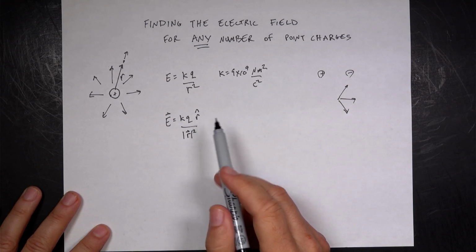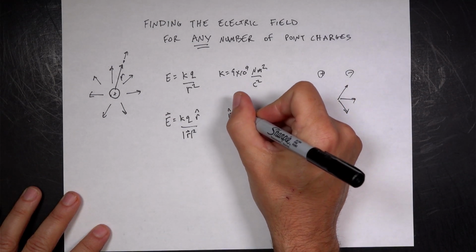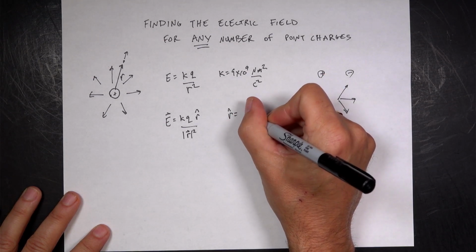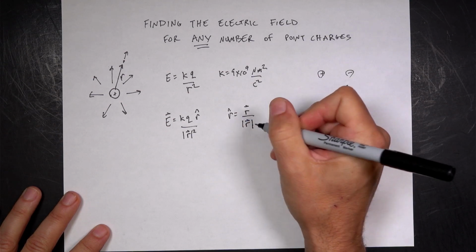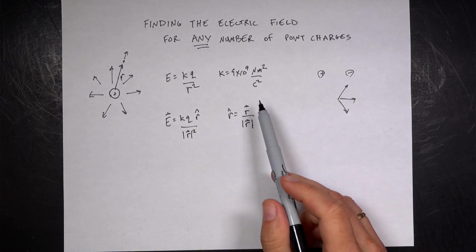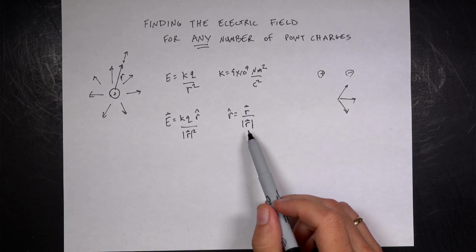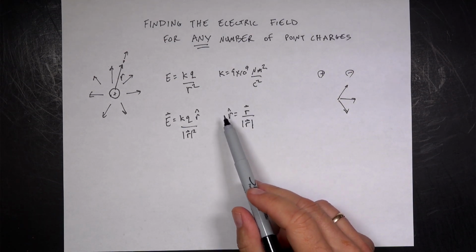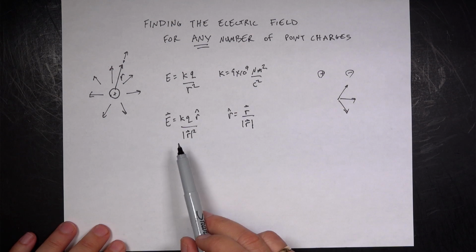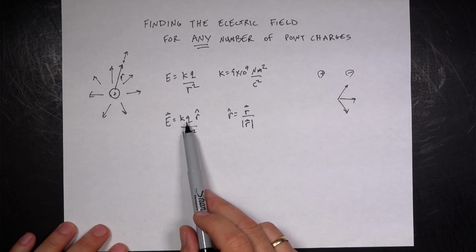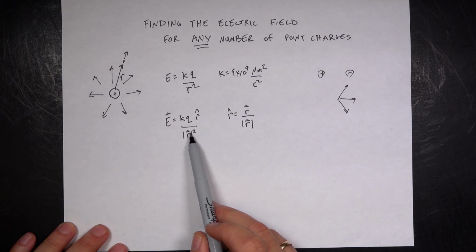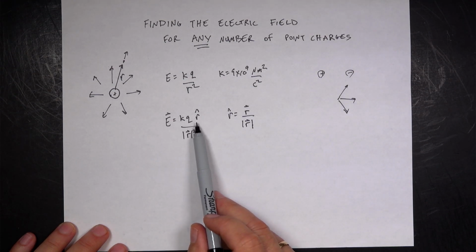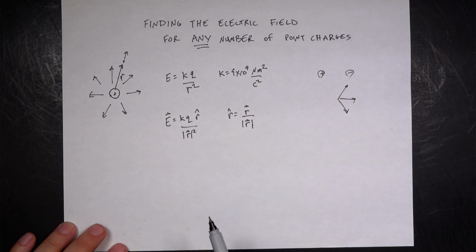R hat is a unit vector. We define r hat as the vector r divided by the magnitude of r. And since we're taking the vector and dividing by its magnitude, we get a quantity that just describes its direction. So down here, k and q are scalar values. The magnitude of r is a scalar value, so everything right here is scalar. In order to get a vector electric field, I'd have to multiply by a vector, and r hat is that vector. Okay, don't worry, I'm going to step you through this.